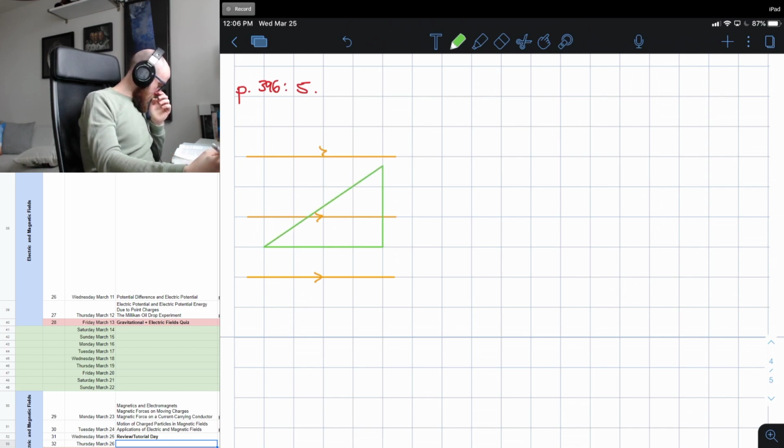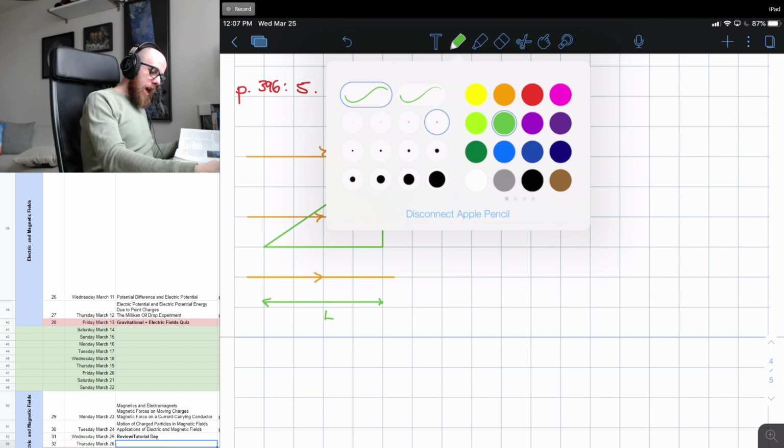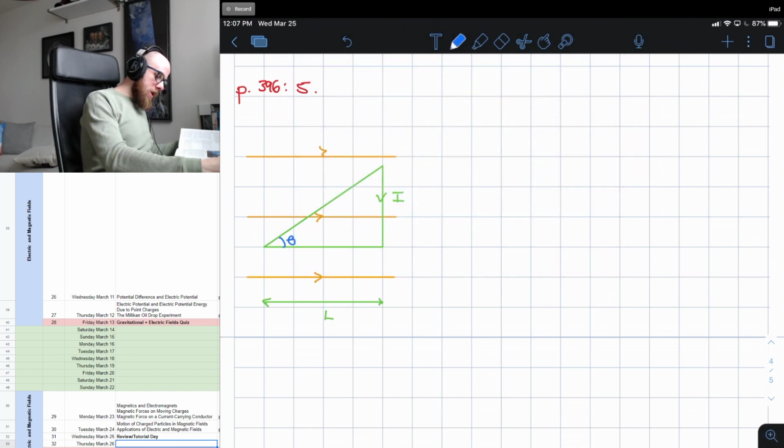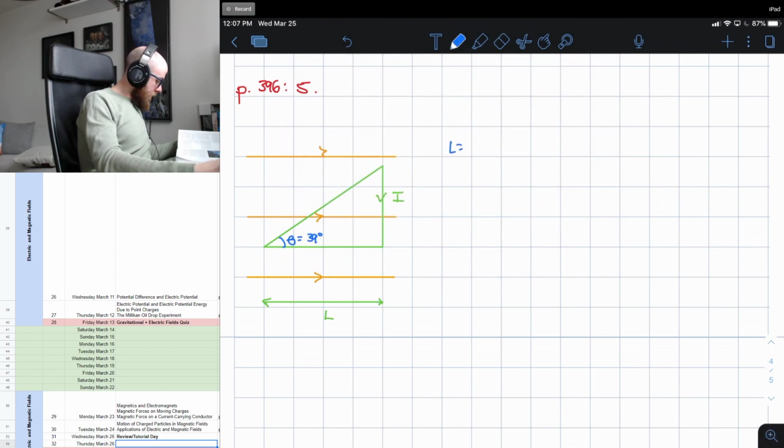We're told that the length of this current loop is L, and that there is a current I flowing through this loop. We are also told that we have an angle theta within this loop that's equal to 39 degrees. We're actually given values for this: L is equal to 1.2 meters, and theta, as I mentioned, is 39 degrees.